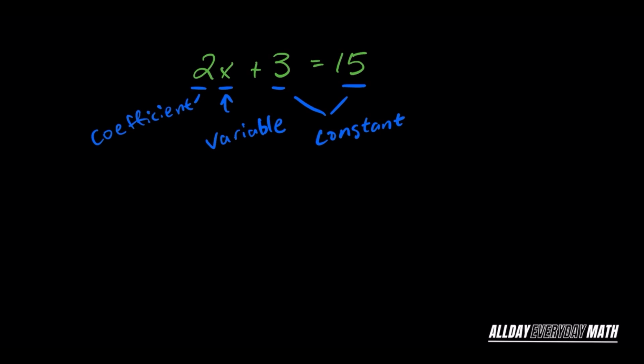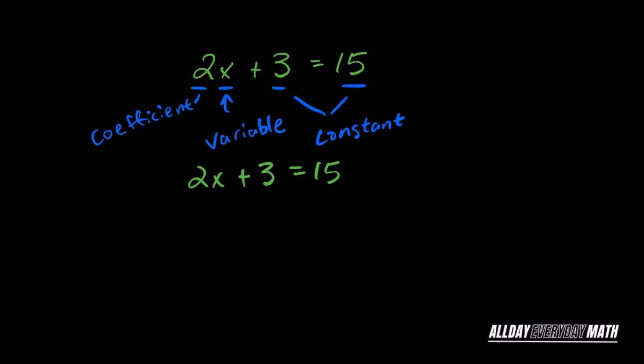All right, so let's go ahead and solve this equation now. I'm going to rewrite it: 2x plus 3 is equal to 15. Another way of looking at this equation is 2 times x, or 2 times some number, plus 3 is equal to 15.